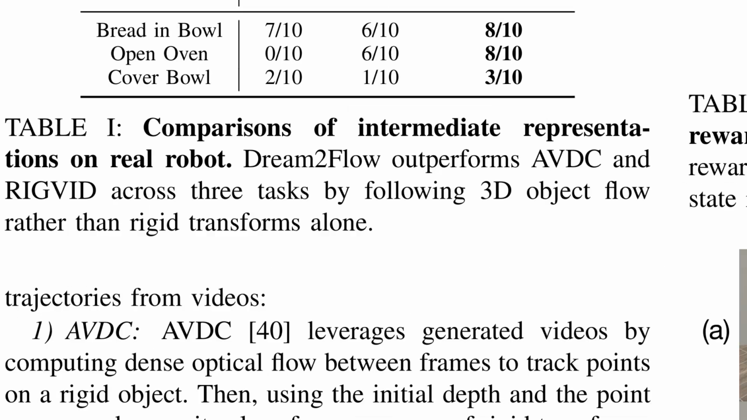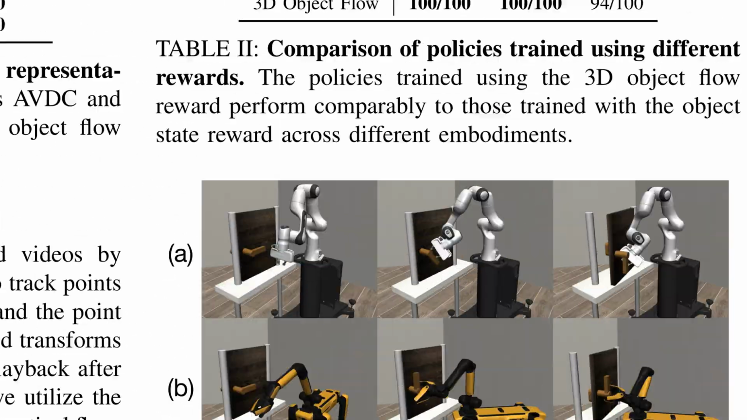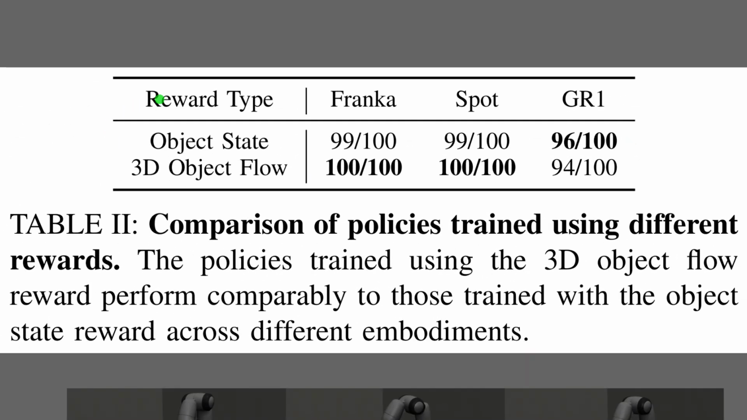Alright, Table 1 compares Dream2Flow against two alternative methods, AVDC and RigVid, across 3 real-world tasks. In the first row, Bread and Bowl, Dream2Flow achieves 8 successes out of 10, edging out the baselines. The difference becomes much starker in the OpenOven task, where AVDC fails completely with 0 successes, while Dream2Flow matches its previous high of 8. Finally, for the difficult cover bowl task, which involves deformable cloth, performance drops across the board, yet Dream2Flow still maintains the lead.